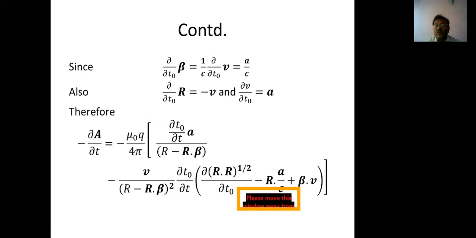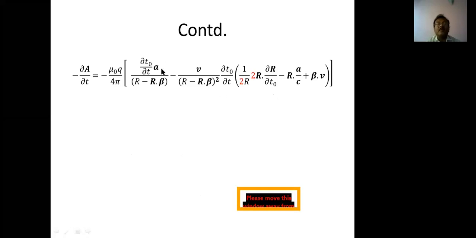Okay, so everything is the same as the previous equation. The only change is minus R dot A over C plus beta dot V. The next job is to play with this factor, as we have already done many times. We have 1 by 2R and 2R vector dou R by dou T naught, the same as the previous one. So these 2 and 2 will cancel, and dou R by dou T naught is nothing but minus vector V, so we will plug that here.